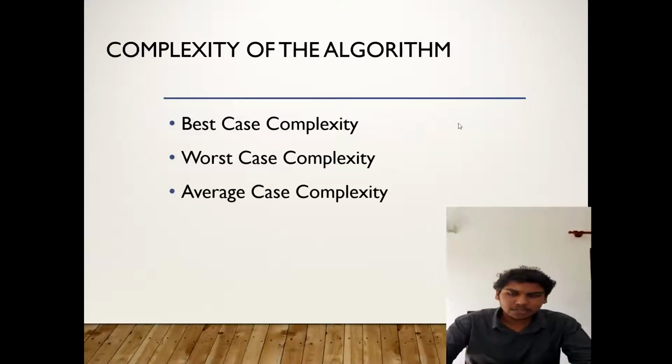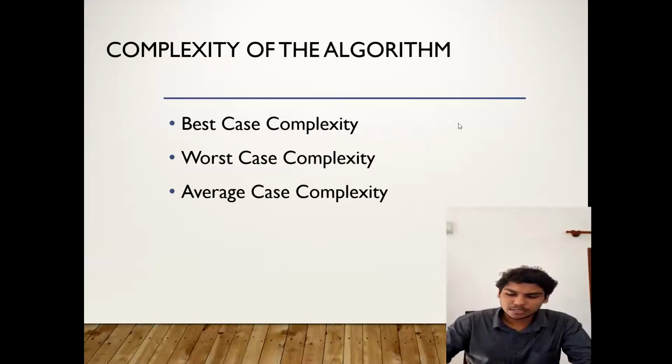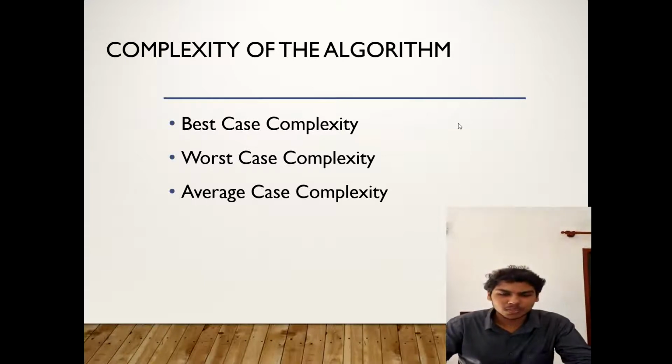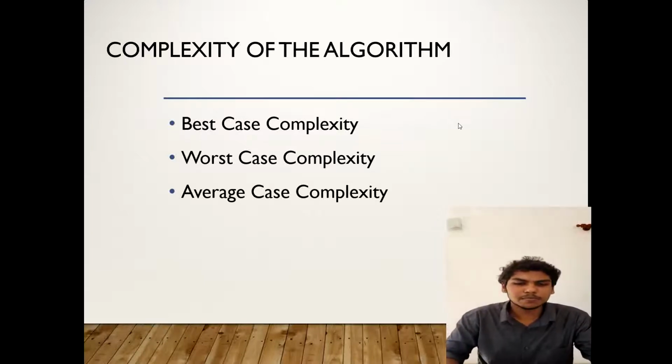The average case complexity occurs when the elements are distributed randomly in the array, even if the elements are not distributed uniformly. The bucket sort runs in linear time. So these are the best case, worst case, and average case complexity of the bucket sort algorithm.